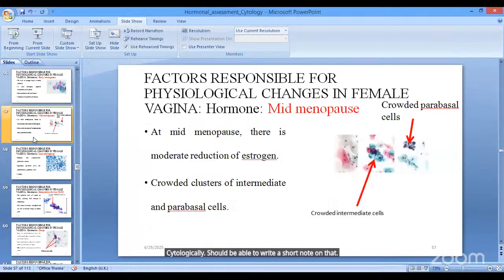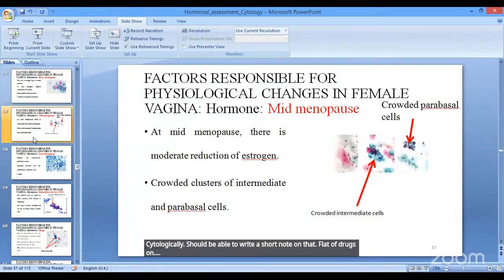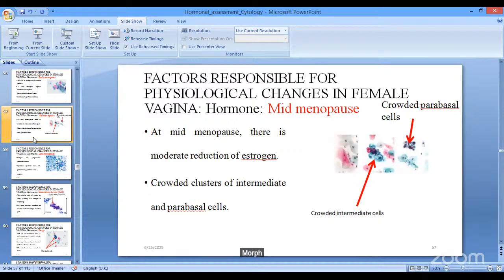Effect of drugs on morphology of the female menstrual cycle.